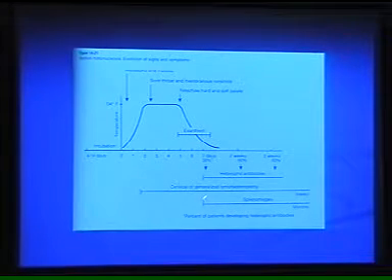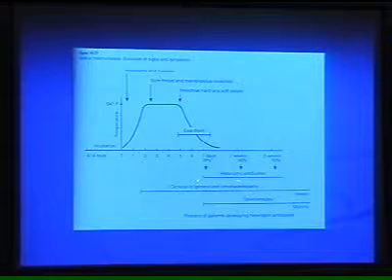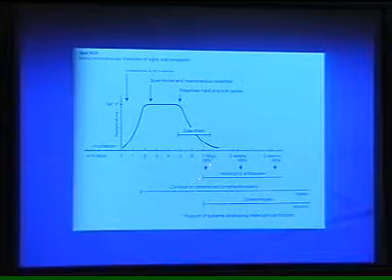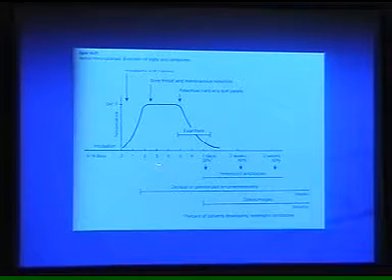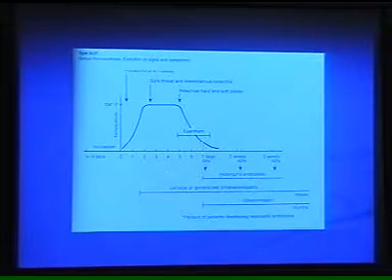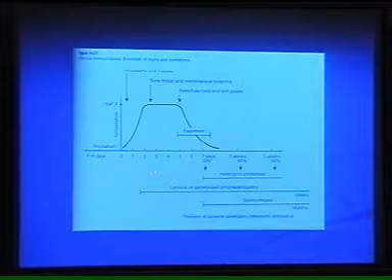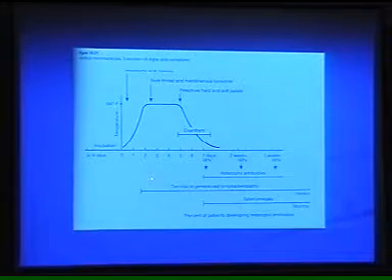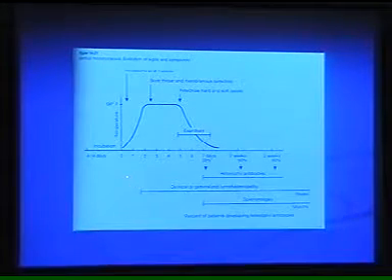An important thing is that the monospot test or heterophil antibodies don't become positive until 7 days. So if you do this test here, it's going to be negative. So the test you can do if you want to really confirm is viral capsid antigen, IgG and IgM to viral capsid antigens.